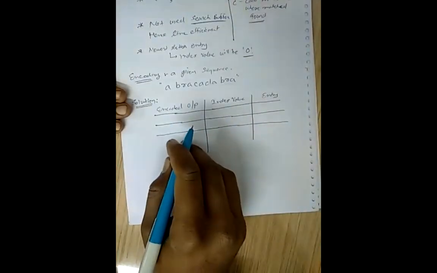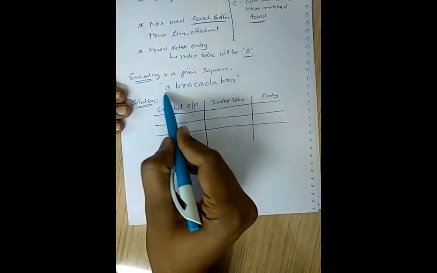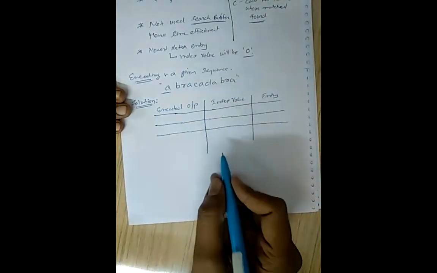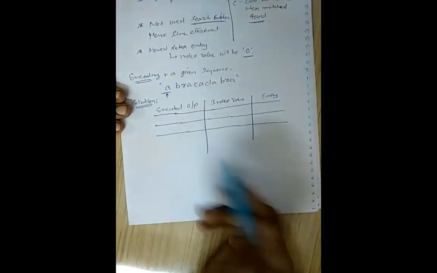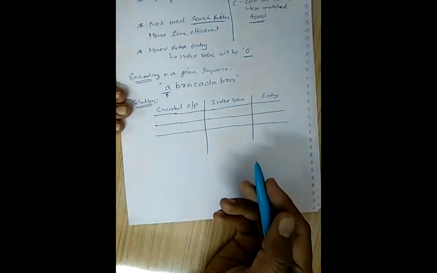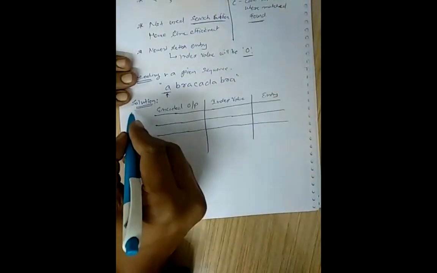Okay. So let's start with the very first character for encoding the sequence. My very first is A. So yes, it is the very first symbol. So how can I write it down in the form of a doublet? So this encoded output will be in the form of a doublet.